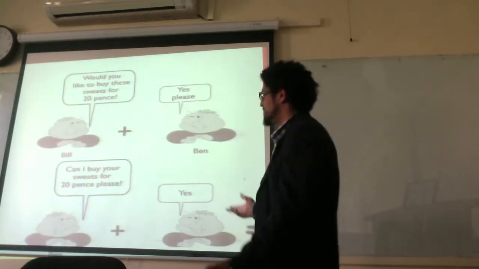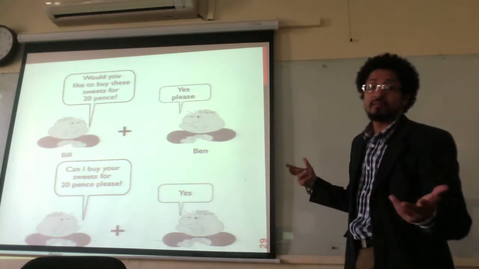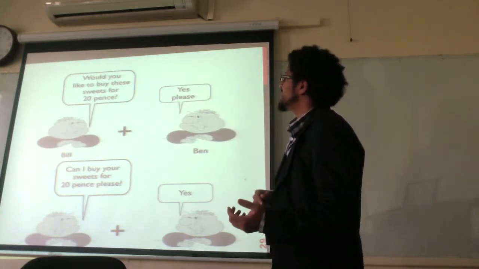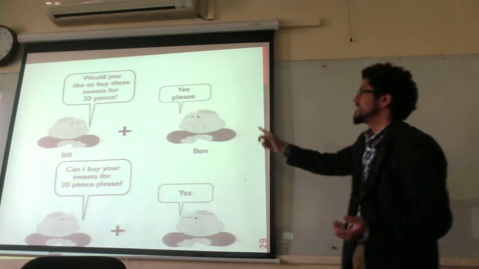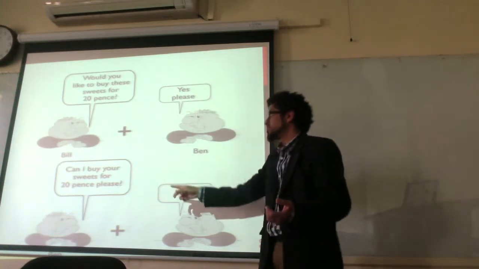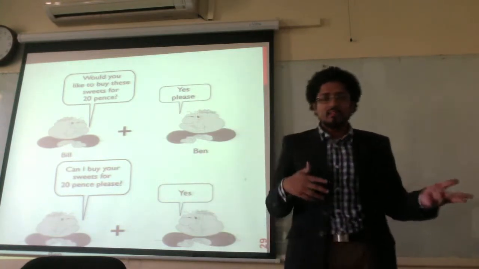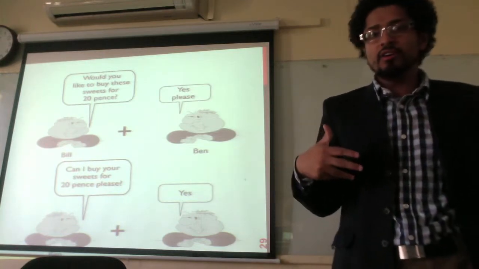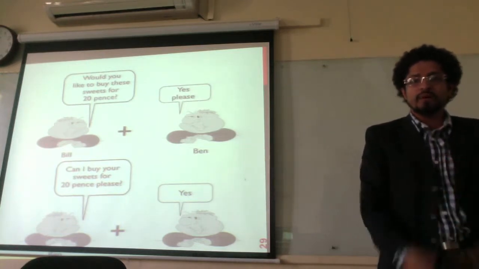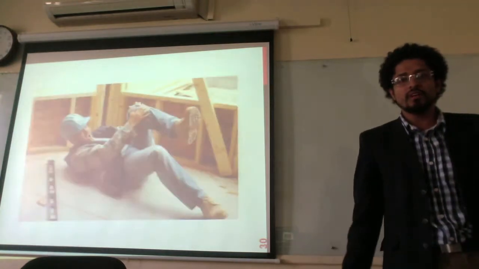What about these two, Bill and Ben? For one, it's son Ahmad Maryam. I want to buy these sweets for 20 pence. Yes, please. Can I buy your sweets for 20 pence? Yes. This is actually a simple contract. Offer and acceptance. An agreement between two parties. So that was pretty straightforward.